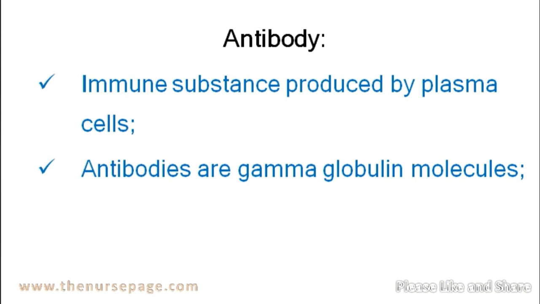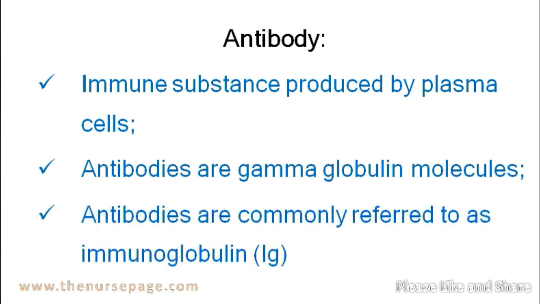Antibodies are gamma globulin molecules. That is an important thing: all antibodies are gamma globulin molecules. Antibodies are commonly referred to as immunoglobulins, or Ig. So antibodies are immune substances produced by plasma cells, they are gamma globulin molecules, and they are commonly referred to as immunoglobulins.